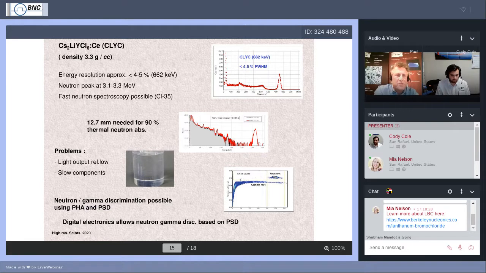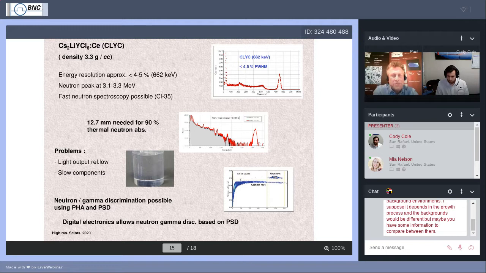The material doesn't contain that much lithium, which means we need about 12.7 millimeters for 90% thermal neutron absorption, and this is for 95% enriched lithium-6. As I said, the light output is a little low, which means the resolution is not 3%, but more 4 to 5%. It has some slow components, which gives some problems in high count rate applications, but still a very interesting material. And by using pulse shape analysis and pulse shape discrimination, we can very nicely separate thermal neutrons from gammas.